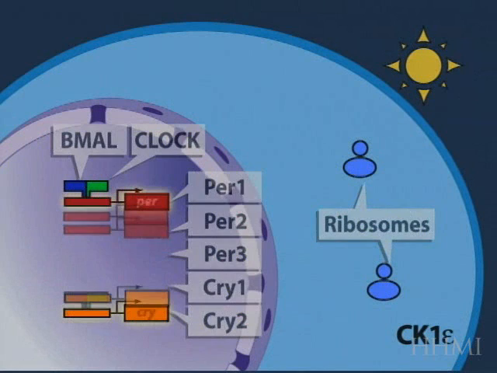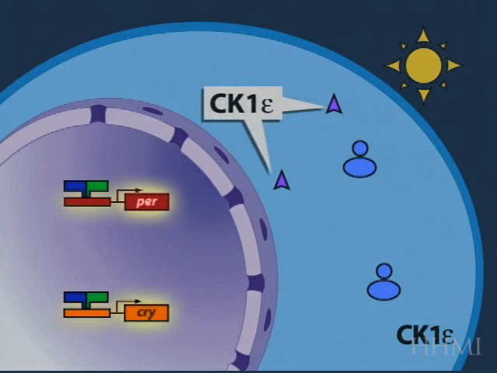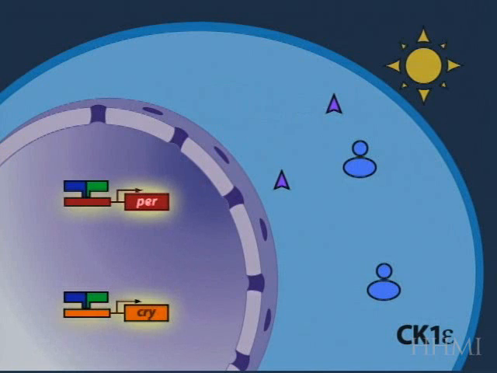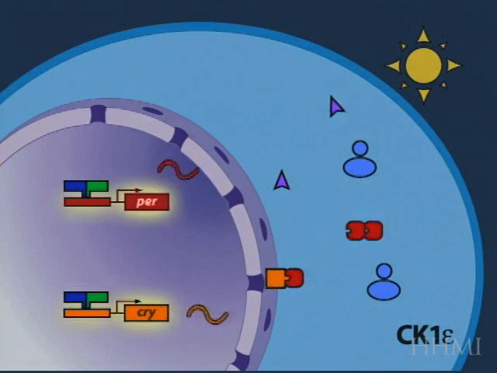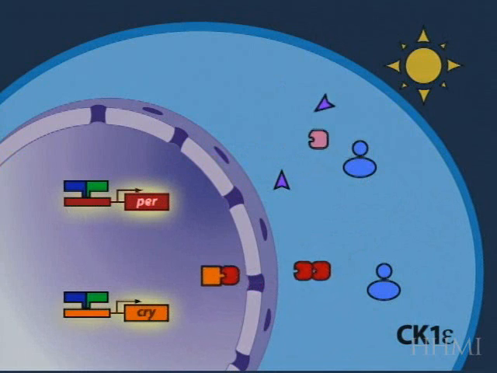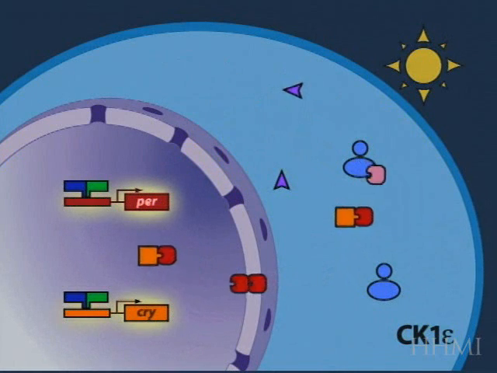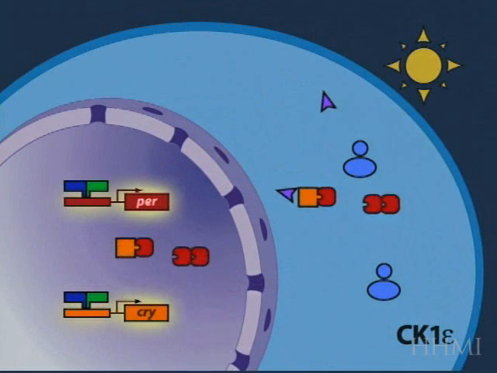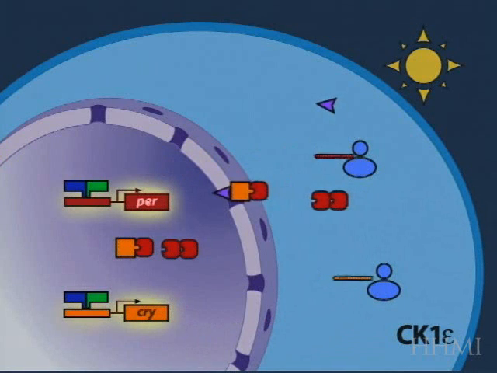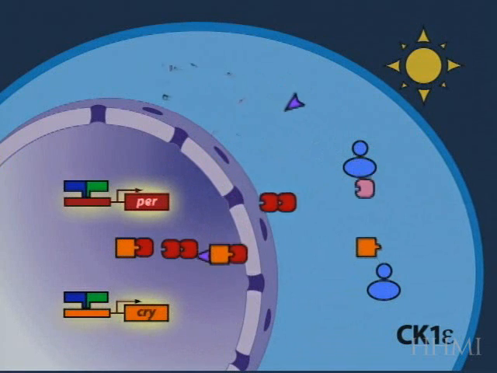And as we saw before, we have CLOCK and BMAL regulating PER and cryptochrome, and casein kinase 1 will start with its role in the cytoplasm, which we believe is very similar to what has been found in Drosophila, and that is to phosphorylate the PER protein and make it less stable so that it degrades unless the PER forms a dimer with either itself or cryptochrome.